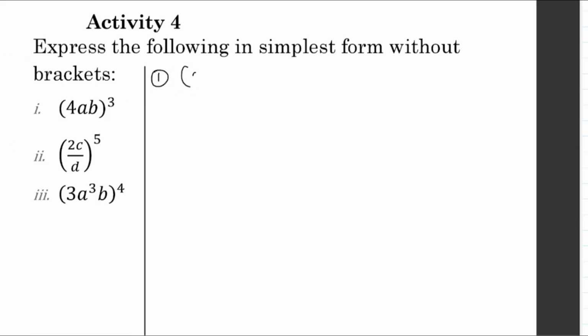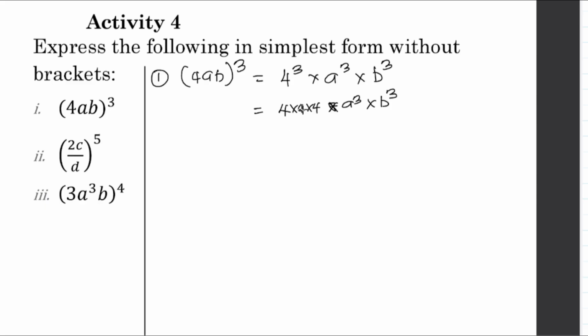Number 1, (4ab)^3. We expand the bracket. Everything is raised to this power, so we expand the power. So we have 4 raised to power 3 times a raised to power 3 times b raised to power 3. That's what we are going to do. And of course, you know that 4 raised to power 3 is 4 times 4 times 4. So a raised to power 3 is still a raised to power 3. You can't simplify that. b raised to power 3.